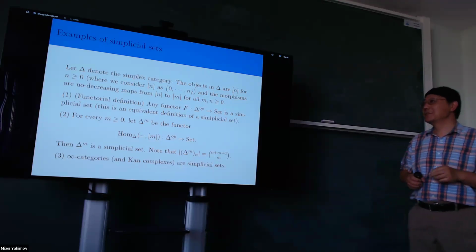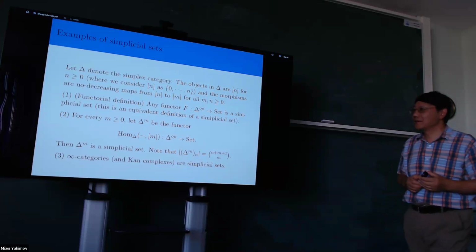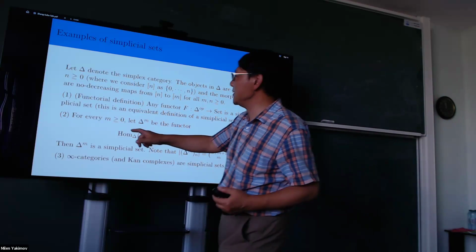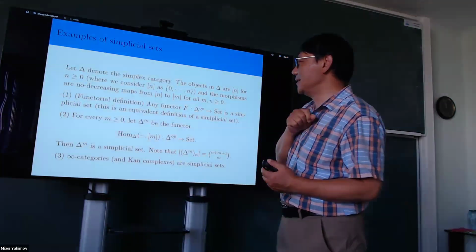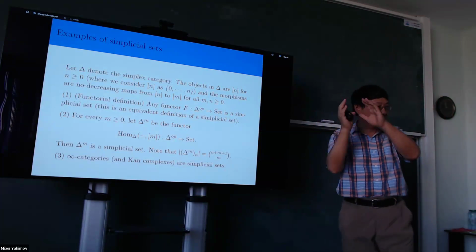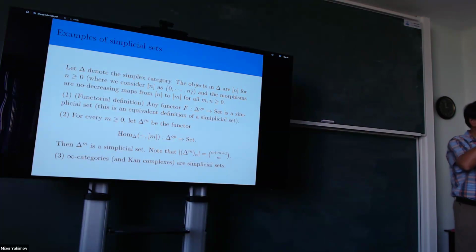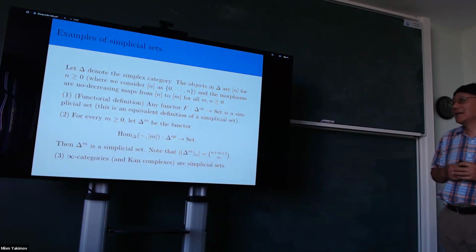The morphisms from square bracket m to square bracket n should be non-decreasing. Sorry, this is a typo. Non-decreasing maps, because this is one set to another set, and we use the order from small to large. So we consider all such maps. These are the morphisms. This is called the simplex category.